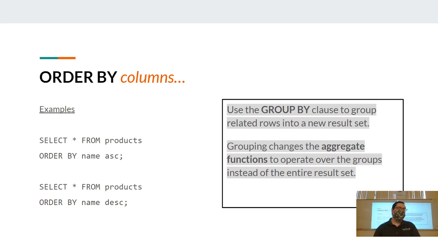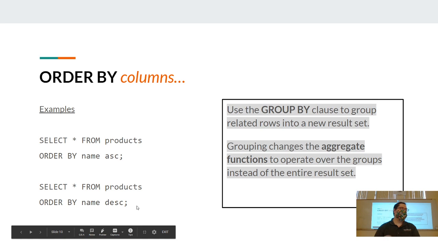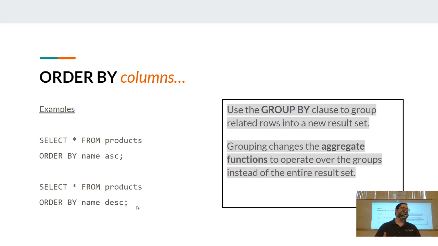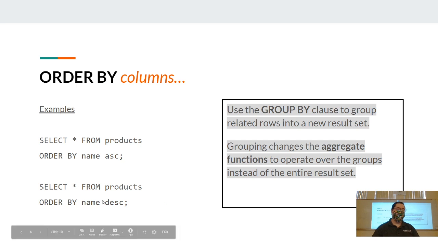So with the order by, we can do things like order the products by name ascending. That's what ASC is short for. Or I can say name descending, DESC. So I can use that ascending or descending with any type of data. I can use that with numbers, I can use that with text to sort it different ways. I can also specify more than one column there. So for instance, I might say order by name ascending and then price descending.